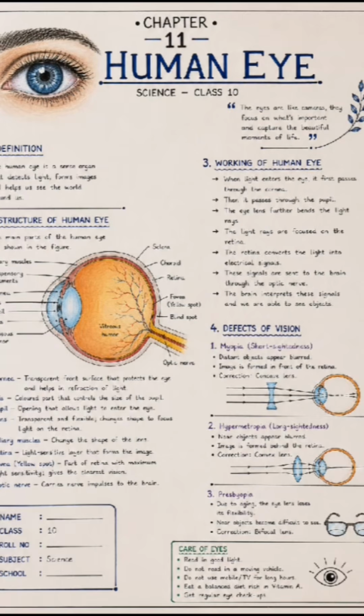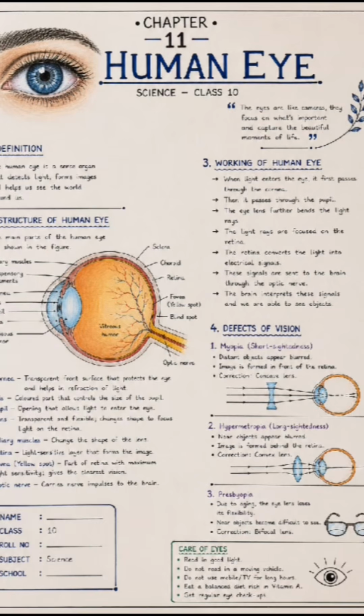8. Retina. Light-sensitive layer at the back of the eye. Contains rods and cones. Forms the real and inverted image of the object. 9. Yellow spot, fovea. Most sensitive part of the retina. Produces the sharpest and clearest vision.